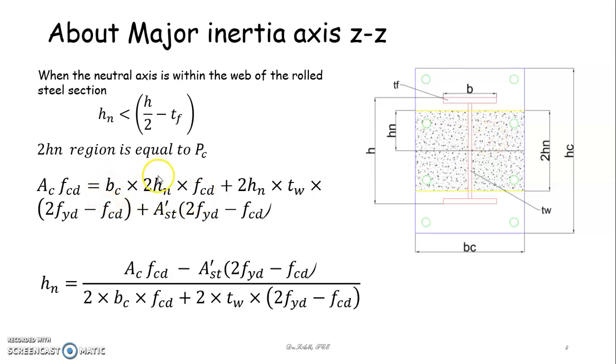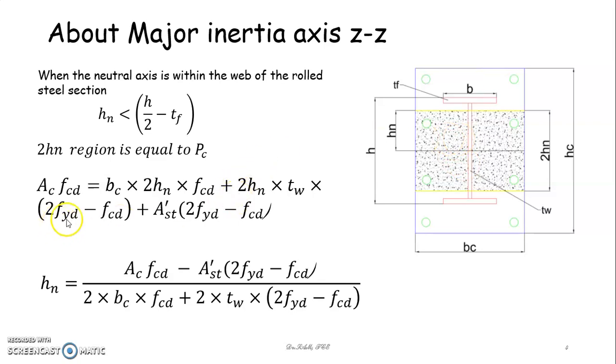So here what I am doing is I am taking the gross cross-sectional area of this 2H region, that is BC into 2HN into FCD. So I am calculating the gross cross section, and I am going to add the compression contribution of the structural steel by taking the corresponding area, that is, this height will be 2HN and this thickness is TW. So this is the area which is embedded within the concrete.